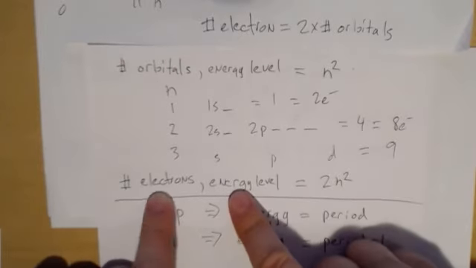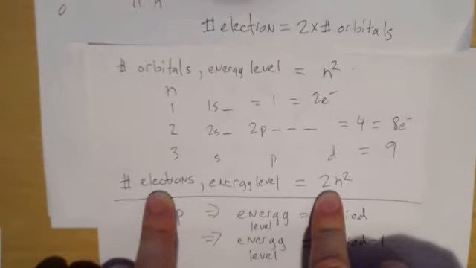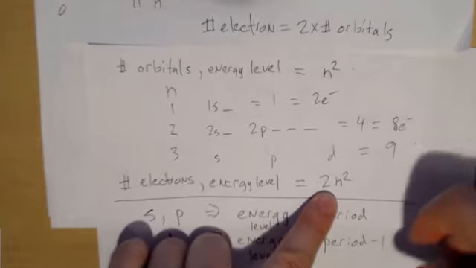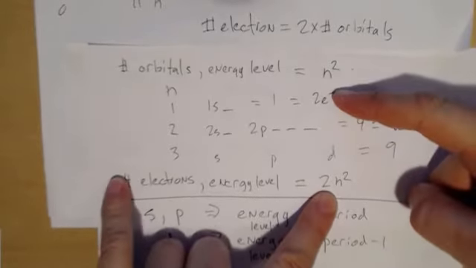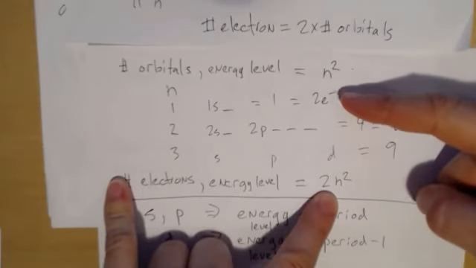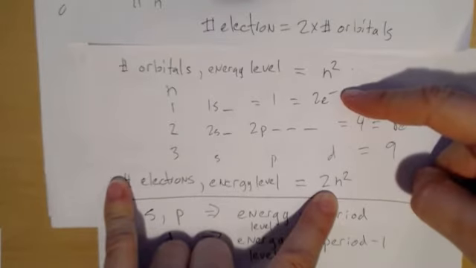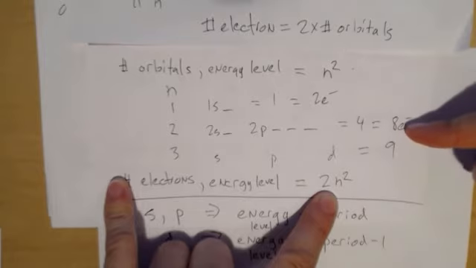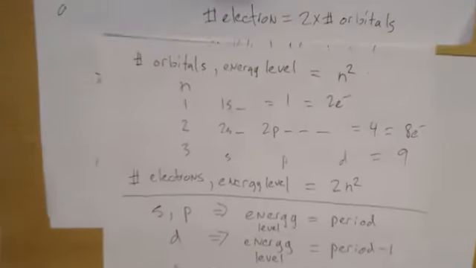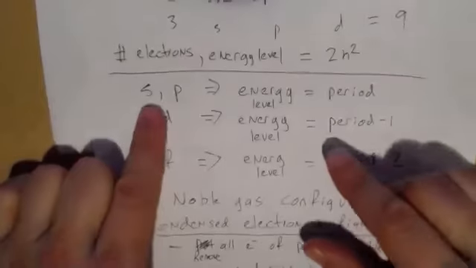The number of electrons in an energy level is equal to 2n squared, because I can have 2 electrons per orbital. So if there's only 1 orbital, then the first energy level can only have 2 electrons. That's why in the first period, there's only hydrogen and helium, right? In the second energy level, where I have 4 orbitals, I can have 8 electrons. And so that's why the second period is 8 atoms across, starting with lithium, ending with neon, right? And so on.